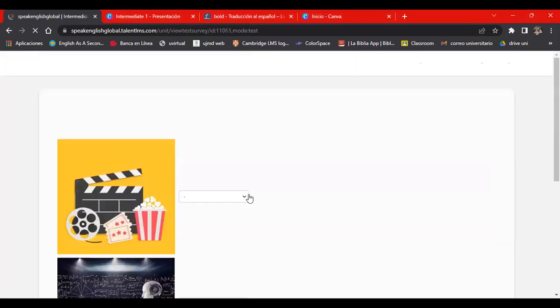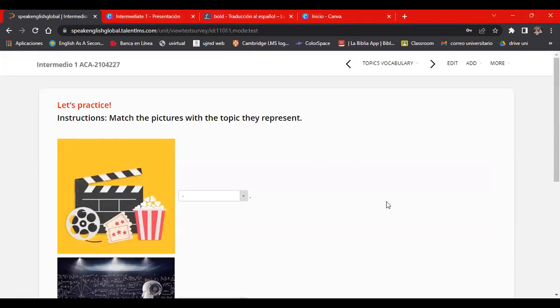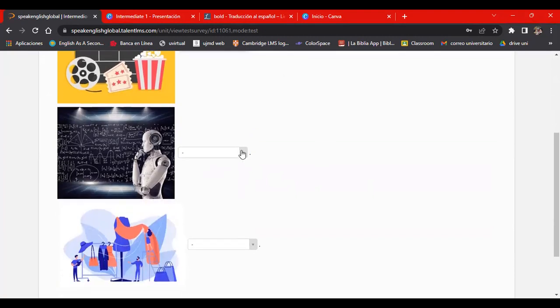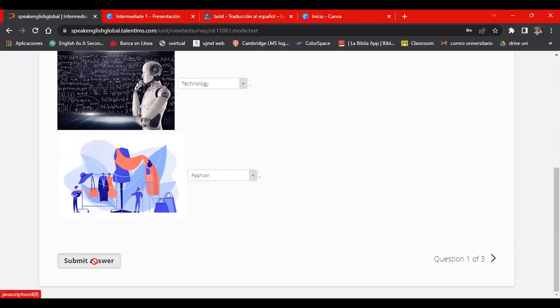We're going to expand vocabulary right now by matching the pictures with the topic they represent. Let's do it together. What is the first topic? Cinema. But from the options you have in the drop down menu, Entertainment. Very good. Number 2, Technology. And number 3, Fashion. Very good. Submit answer.